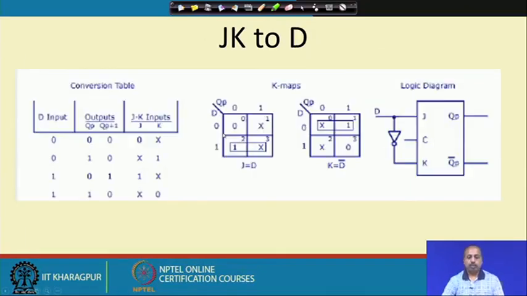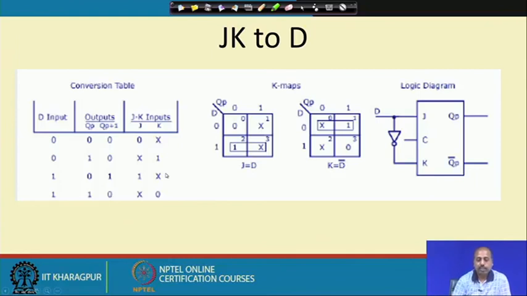Next, we will be looking into the technique of how to convert a JK flip flop to a D flip flop. The strategy is similar. So, first we write down the table for the D flip flop. In the D flip flop, if D input is 0 and QP is 0, we want that QP plus 1 should be equal to 0. If D is 0 and QP is 1, then also it is 0. D is 1 and QP is 0, so the QP plus 1 should be equal to 1. So, this is the D flip flop behavior.